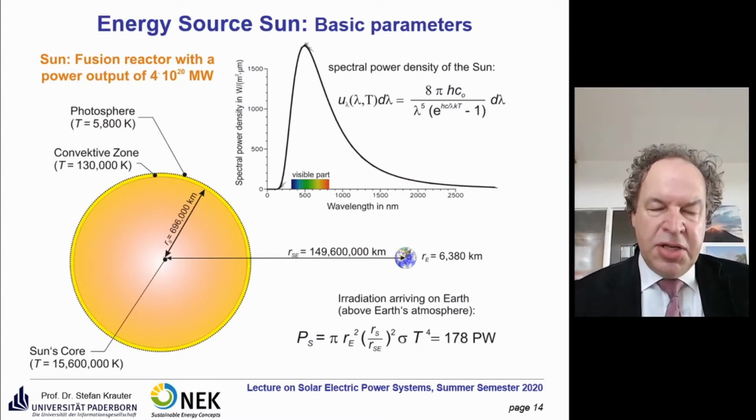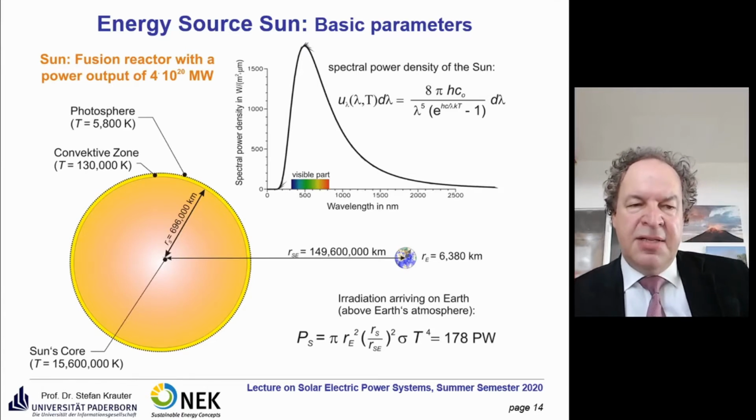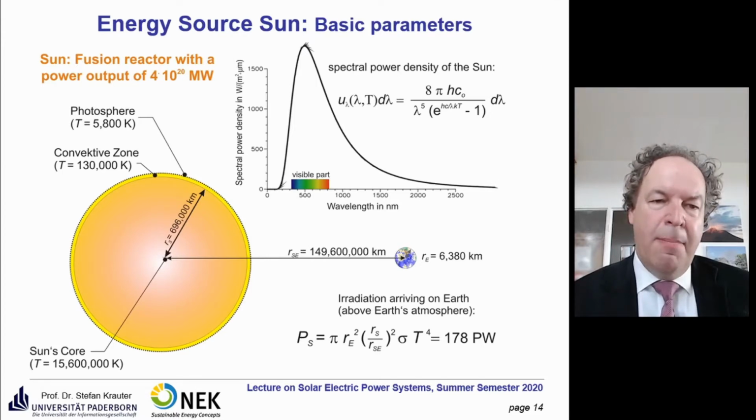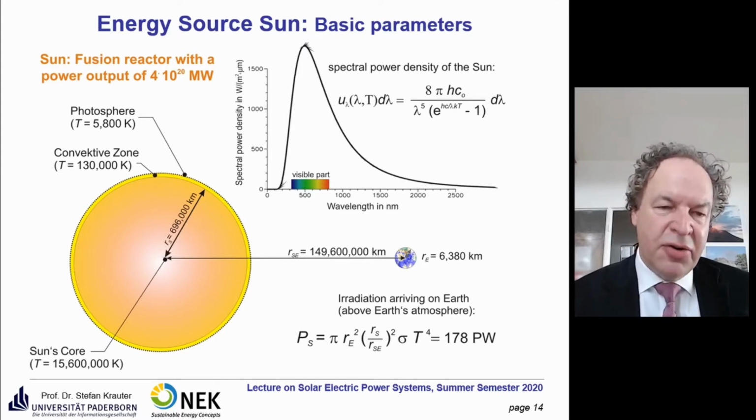These are very positive issues about solar energy. Now we talk about how it is generated and how we can make use of it. First, let's go to the source, the sun. The sun actually is a fusion reactor with lots of power: 4 times 10 to the power of 20 megawatts. The actual fusion takes place in the center of the sun, which is really, really hot, about 15 million degrees Kelvin.